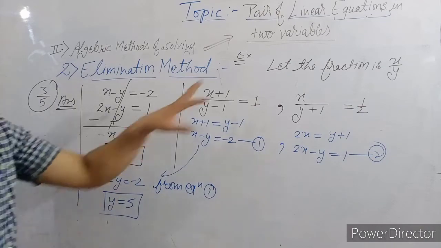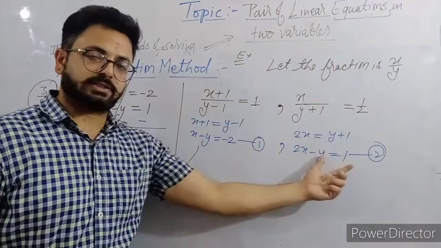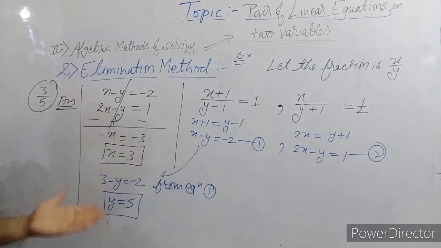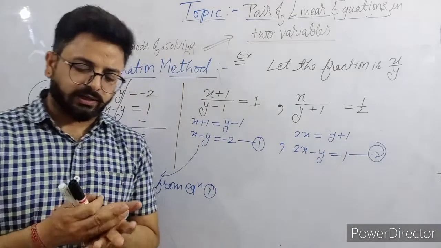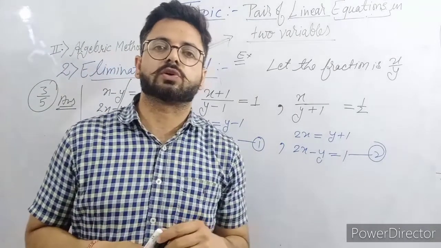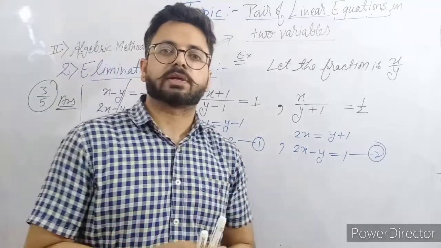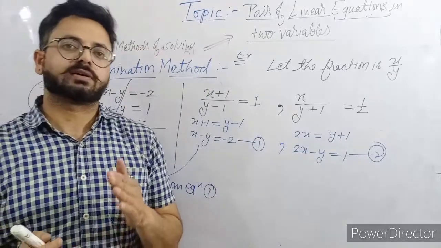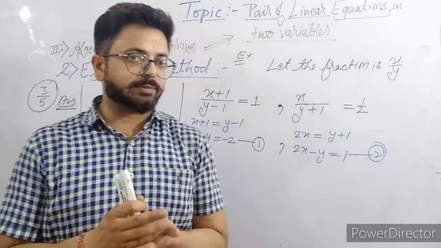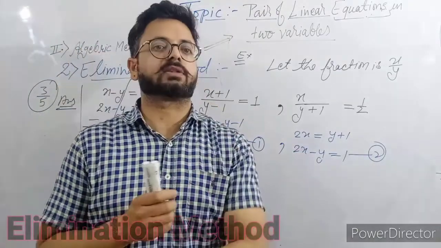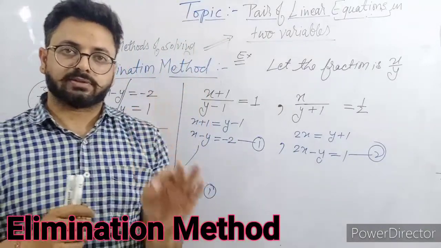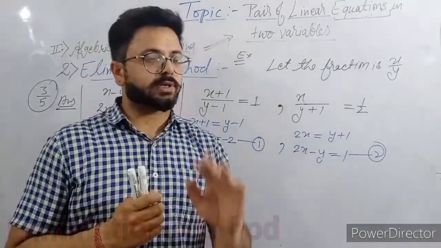This is a word problem, and for a word problem we first convert it into algebraic form, and then afterwards we apply elimination. Whenever in the exam it is mentioned in the question to use the elimination method, cross multiplication method or graphical method, at that time you have to use that particular method only. Otherwise the choice of method will be yours.